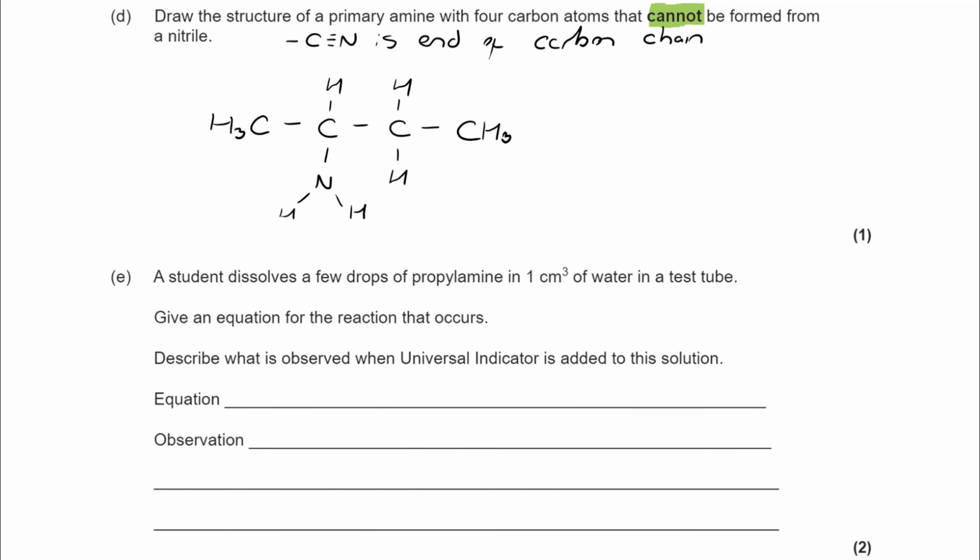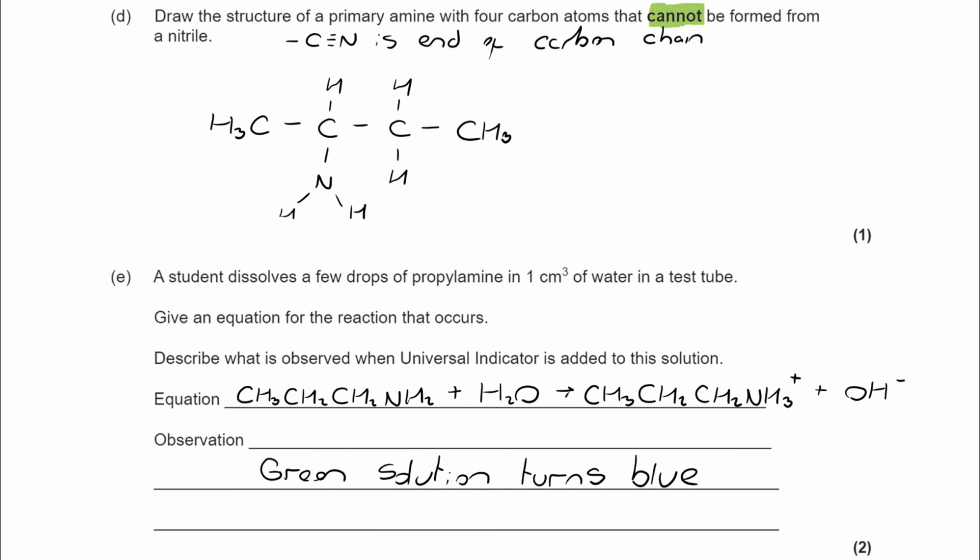We then have a question about propylamine, adding it to water. This is about the acidic or more basic properties of amines. We know that they act as bases. When I react them or dissolve them in water, I end up making an OH minus, hence it's basic, and the NH2 becomes an NH3 plus. Now, if I've added universal indicator, I know that I'm not going to have neutral anymore. Basic, I'm going to see that it's turned blue.